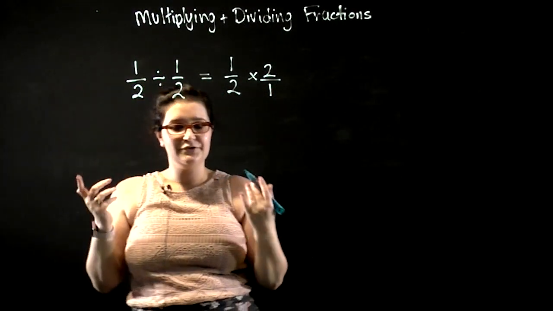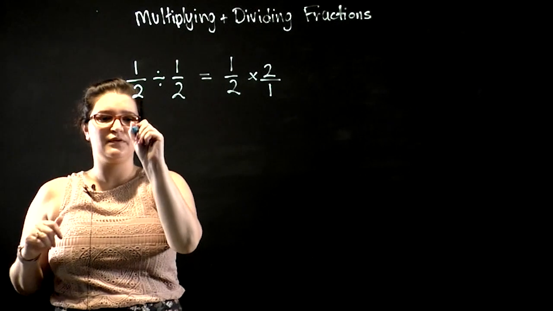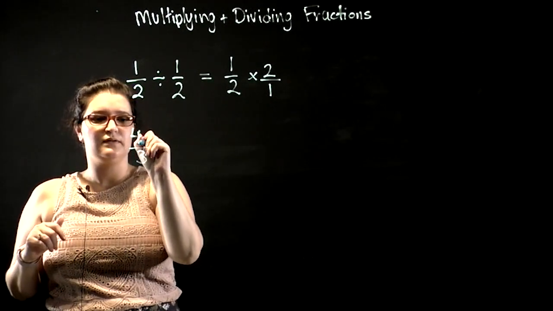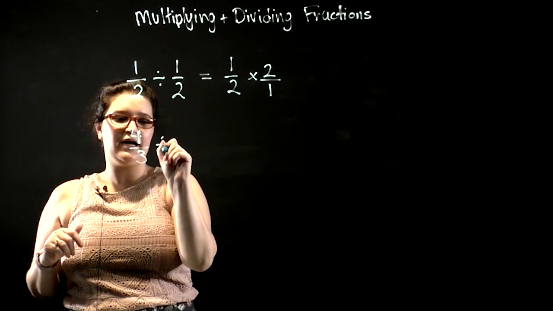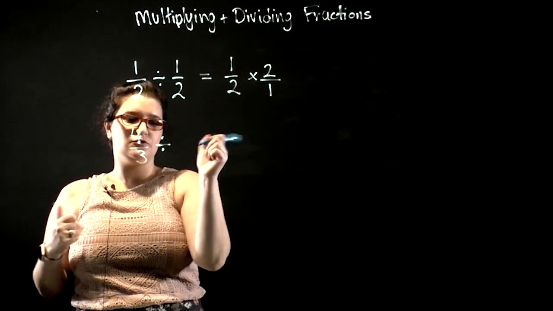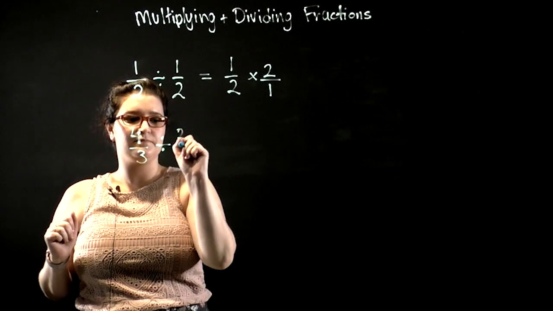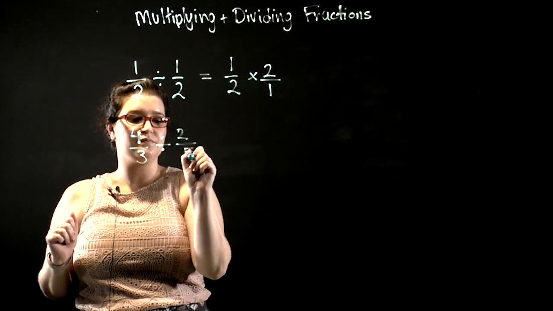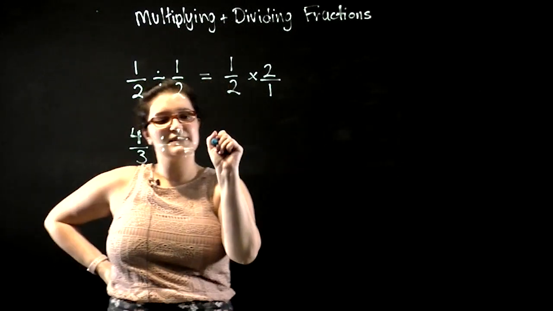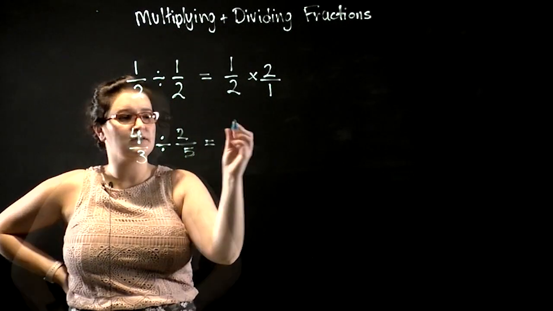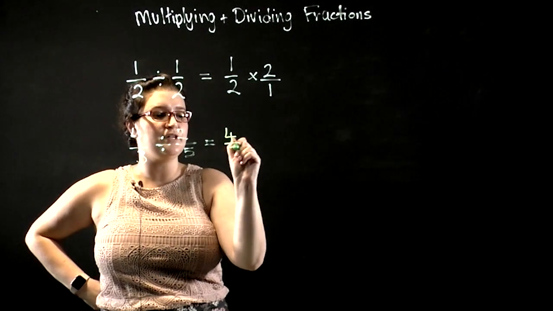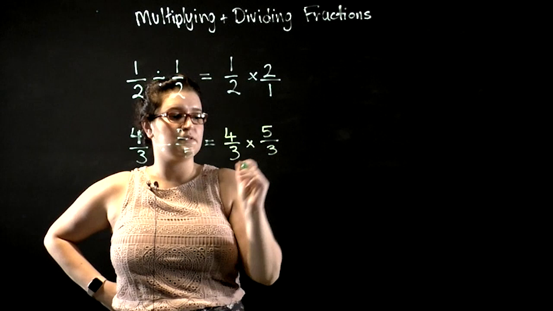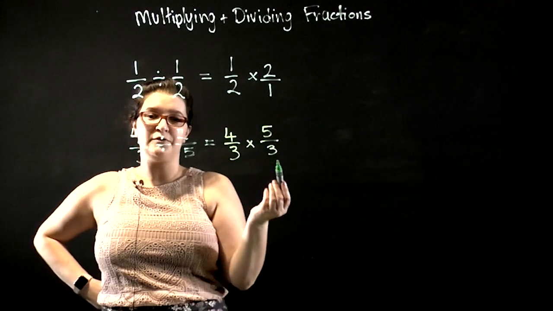So if I had a different sum, let's say 4/3 divided by 2/5, I'm going to apply the same thinking and say, well, that's the same as 4/3 times by 5 halves. Now I can do that sum because I know how to multiply fractions.